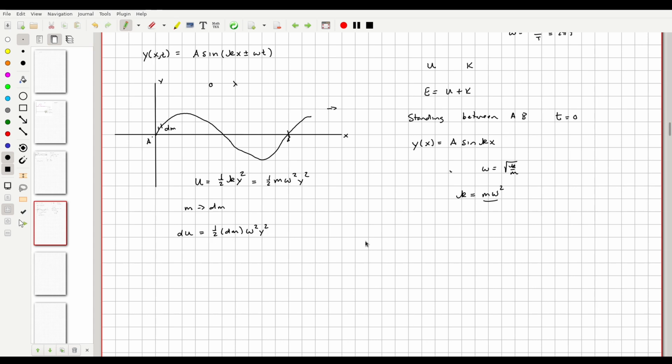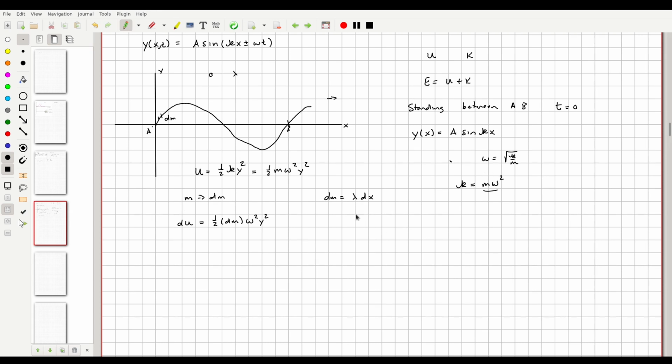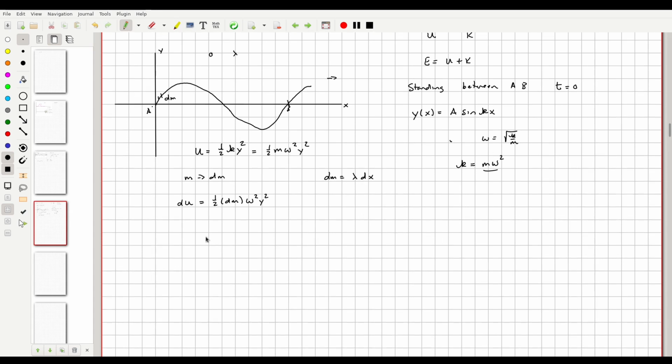Okay, it looks like that. Now, dm on a string, we know, is just lambda times dx. You can go back and look at the last video and the derivation for the wave equation. You can see exactly what I'm talking about. Likewise, we know what y looks like. Y looks like this. This is the general solution to a spring.